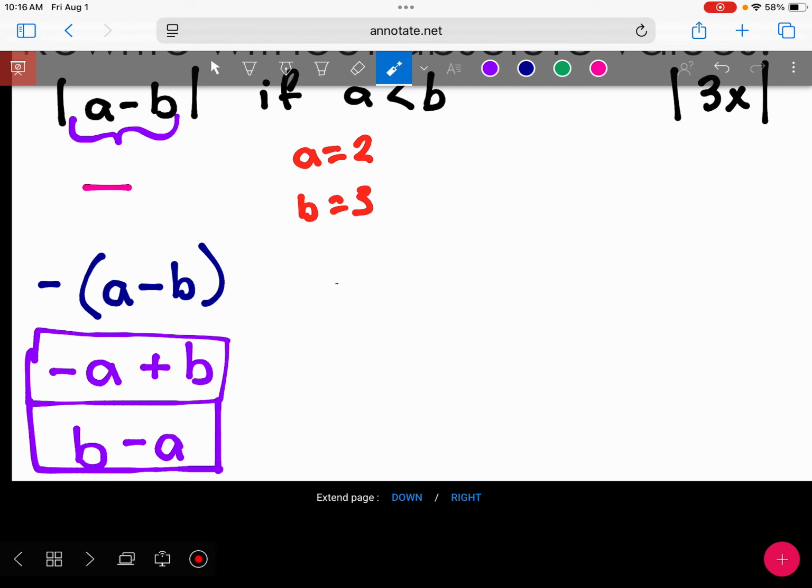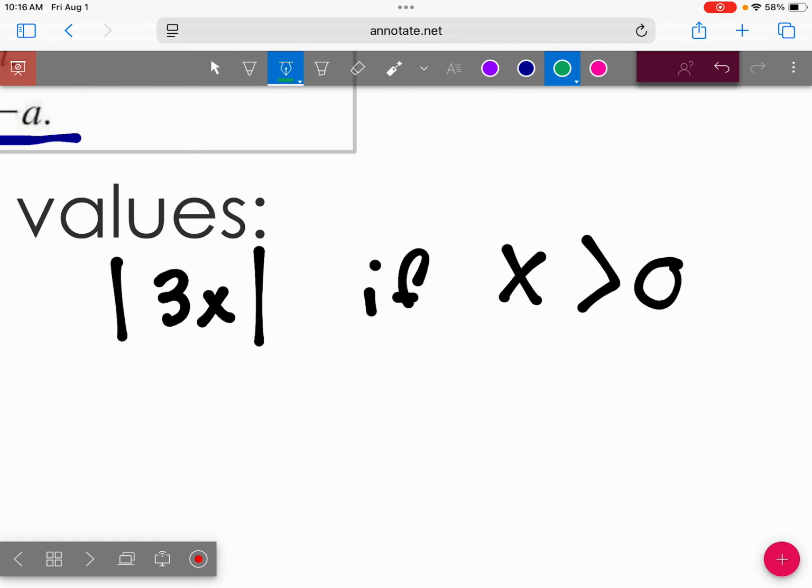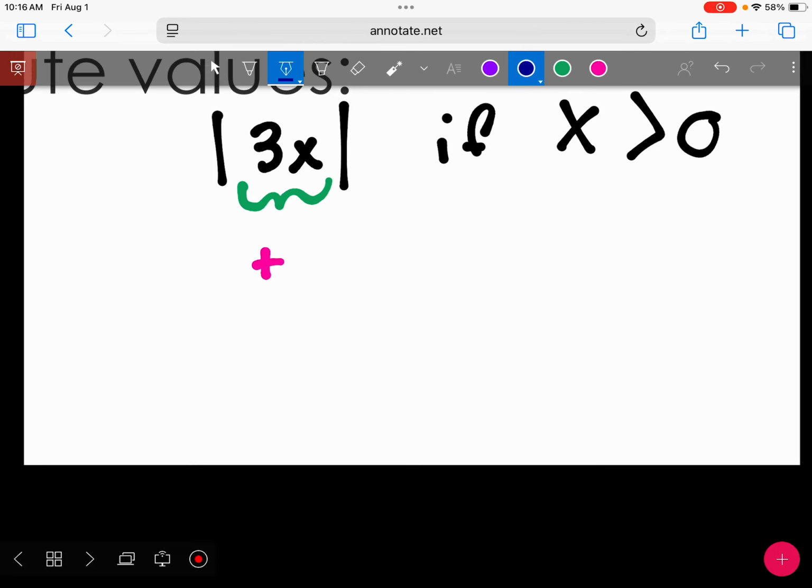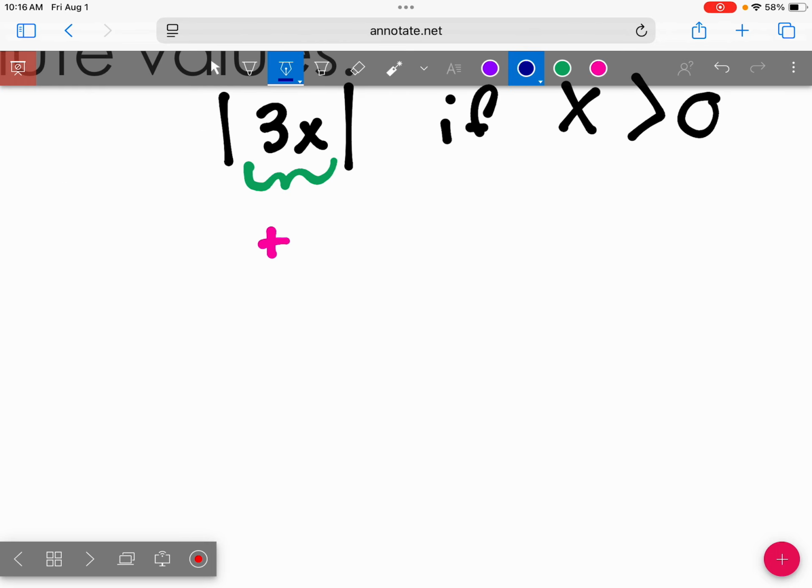All right, our last one of these absolute values, and then we'll get out of those. Absolute value of 3x if x is greater than 0 is 3x. Is this going to be positive or negative? Positive. So what is this expression going to be without the absolute value bars? 3x. If it's positive, it just is what it is.